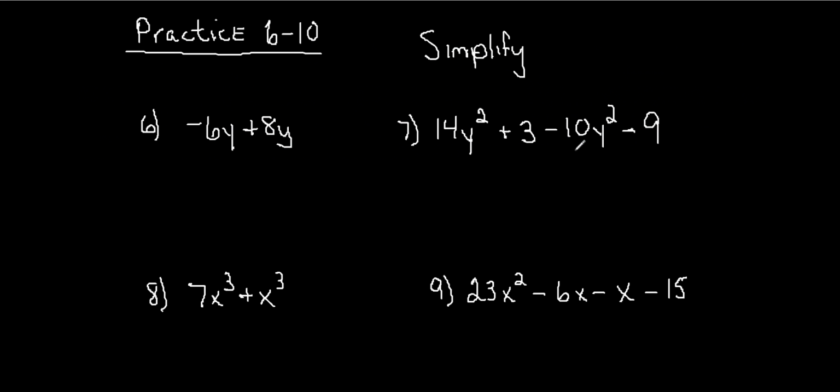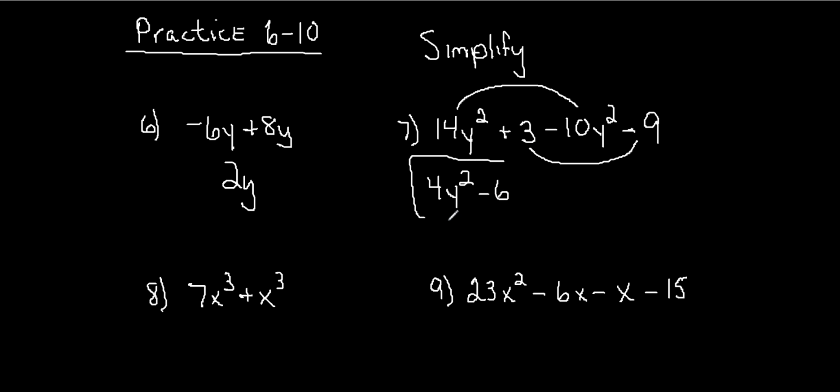Now the variables are raised to different powers other than 1, but we combine all our like terms. So negative 6y plus 8y is 2y. Okay, done with that. Here I want to combine my like terms, so I've got 14y squared minus 10y squared. 14 minus 10 is 4y squared. And then what's next? The 3 minus the 9, which is negative 6. Okay, that's combined and done with that.